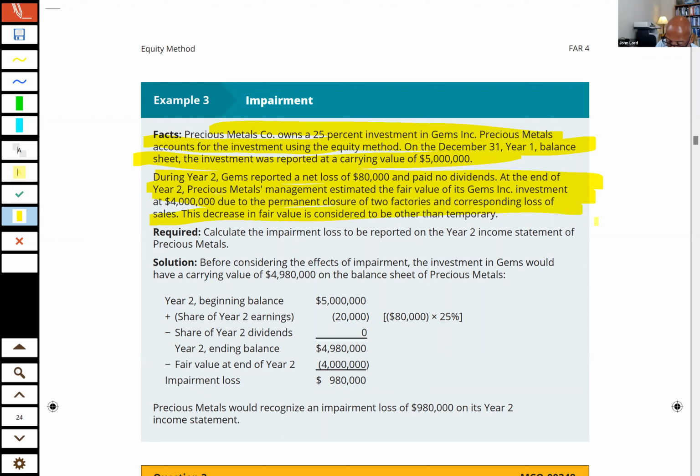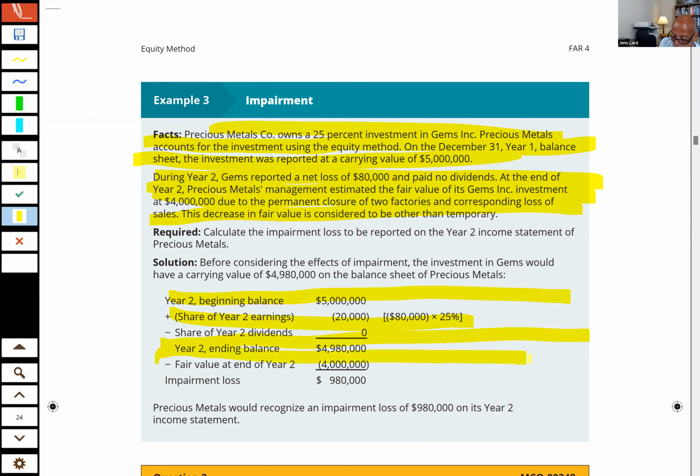Okay. Now, what happens? Notice we have the beginning balance. We have to take our portion, and if it's a loss that we're taking a portion of, that's reducing the value of the investment, right? We would debit the loss from investment that gets reported on the income statement. We would credit the investment. So now the investment has a book value of 498. They told us the fair value is 4, so we would take an impairment loss of 980.